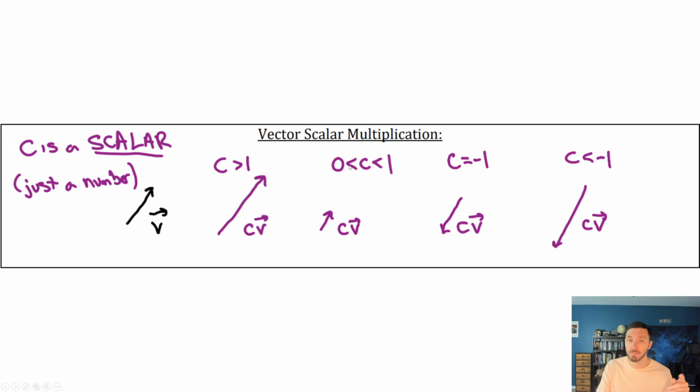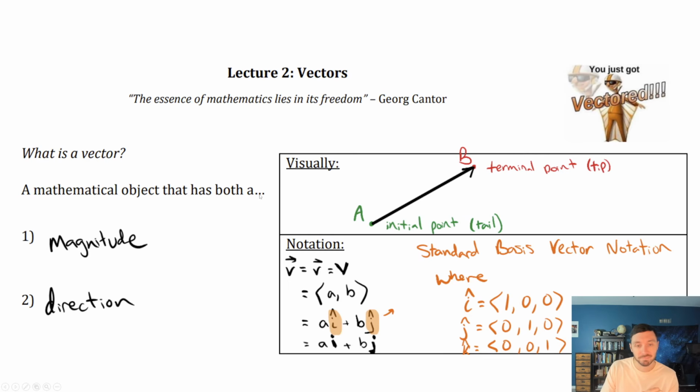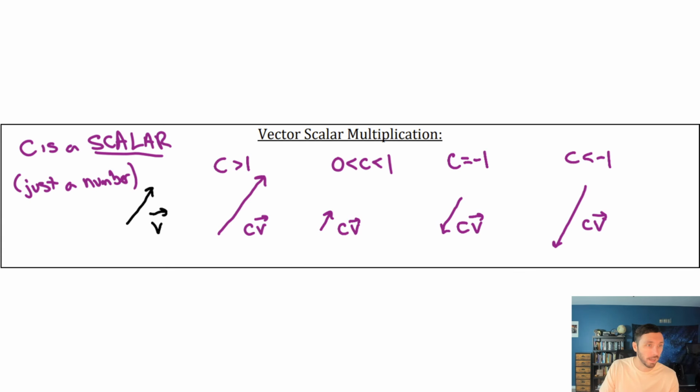But when you throw that little arrow on top, it becomes a vector, and then it has a direction as well. And it's more than one component. A scalar is just one component. Anyway, c is a scalar, just a number. So what that is, it's like stretching a rubber band.